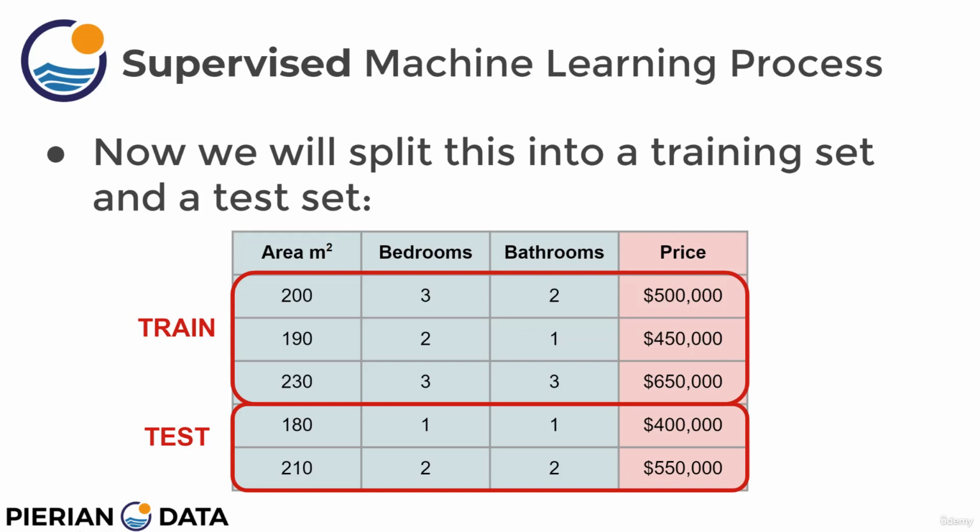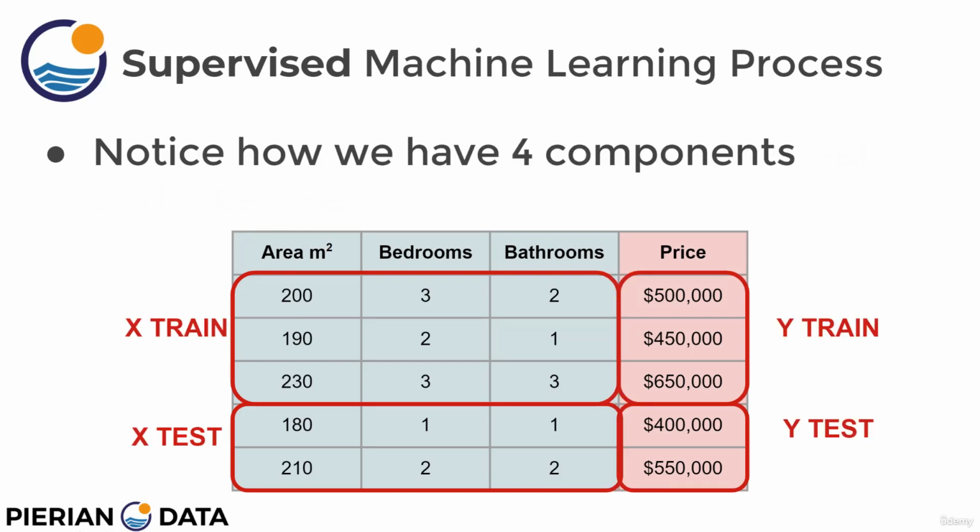But we'll discuss in much more detail how to decide on those splits, as well as more advanced methods of performing these splits. The main idea is we're going to show the algorithm some training data and then evaluate the performance on some test data. Keep in mind that if we really thought about this, we actually have 4 components. We have the features for training and the label for training, that is X_train and y_train. And then we also have the features for testing, X_test, and the label for testing, y_test.